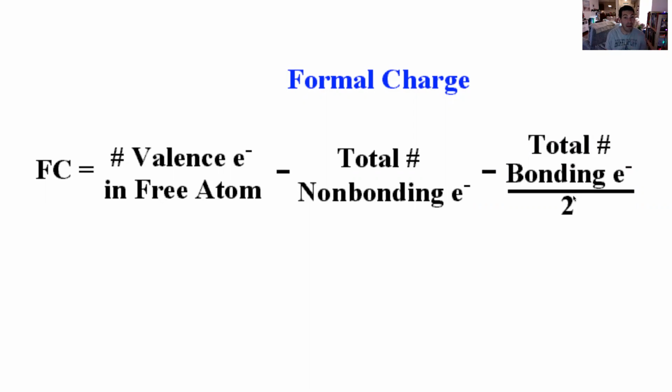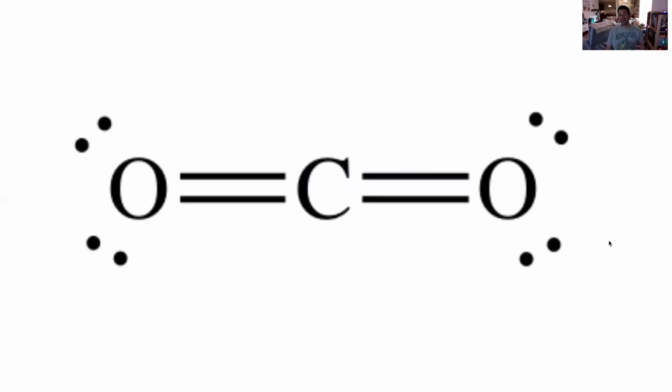Those are the chemical bonds, and we divide by 2 because we want to remember that in the chemical bond, the individual atom is only contributing 1 of the electrons that is being shared. There are 2 electrons total in the bond, 1 coming from each atom. So here we're looking at carbon dioxide. This is a Lewis structure that we should feel comfortable with. We have the 2 double bonds, carbon in the middle, the oxygens on both sides.